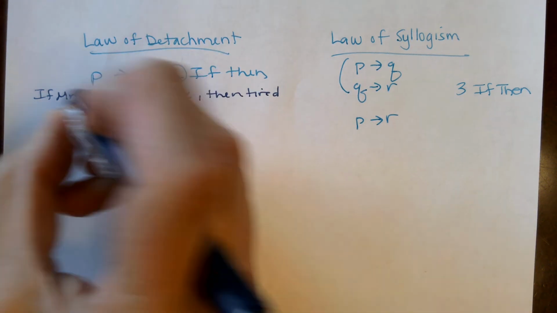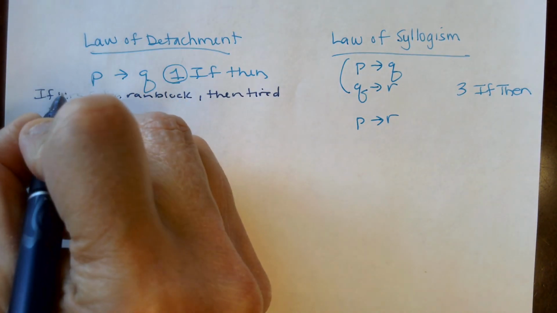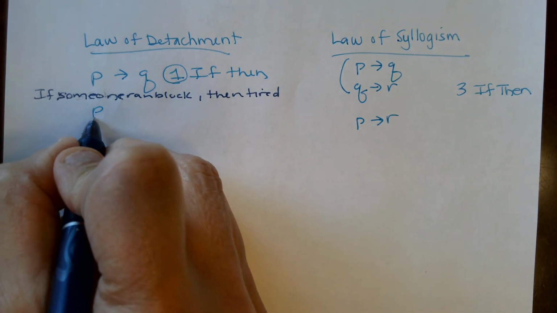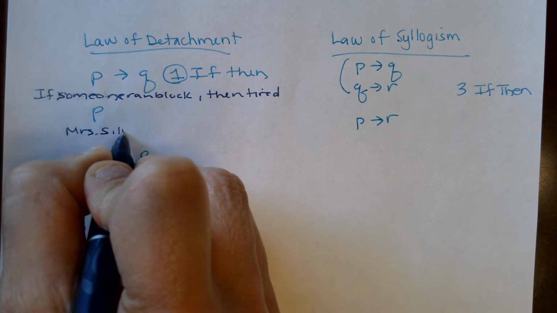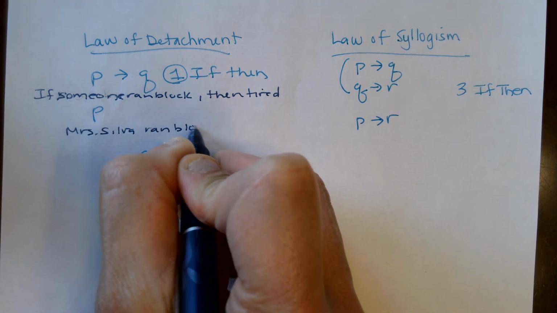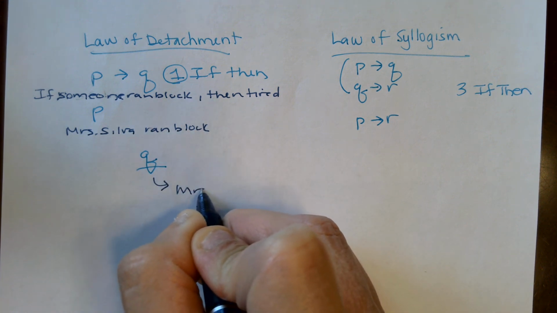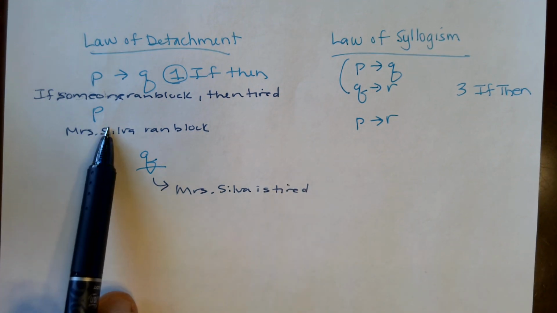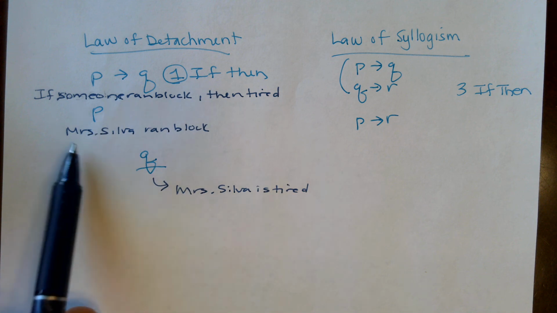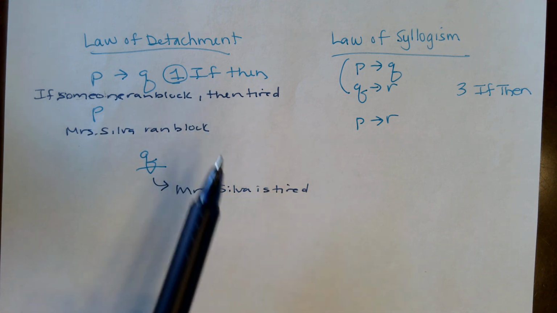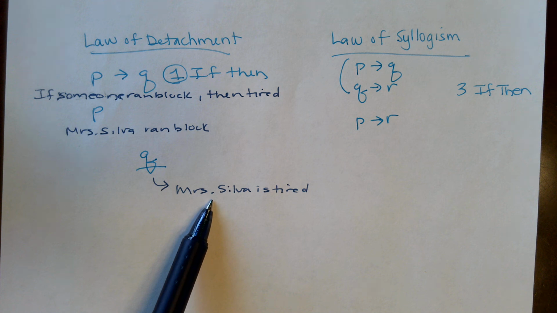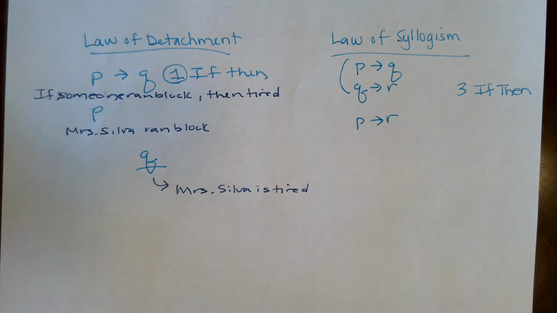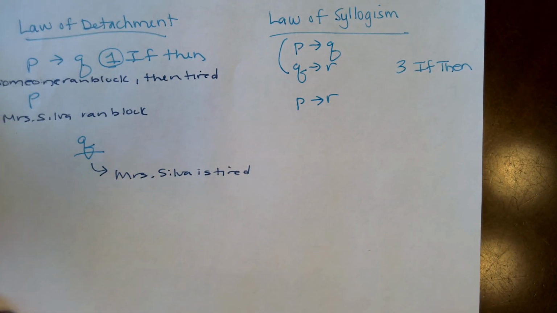If someone ran around the block, then they are tired. And then in the statement I said, Mrs. Silva ran around the block. You would make the conclusion, Mrs. Silva is tired. Now what if instead I had set up the same thing here, but then I said Mrs. Silva's tired. Can you assume Mrs. Silva ran around the block? No, she might have just been up all night making a video for her geometry class, right? All right, I'm just kidding. It's like the middle of the day.